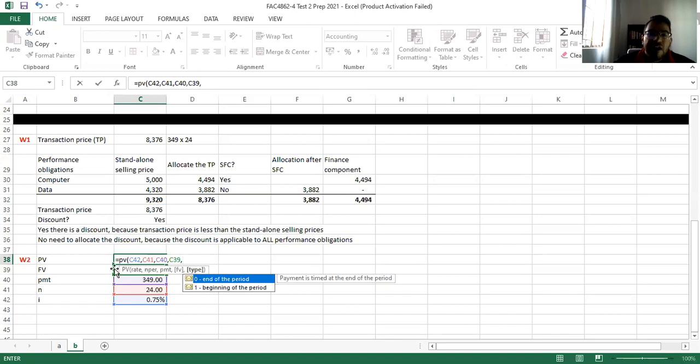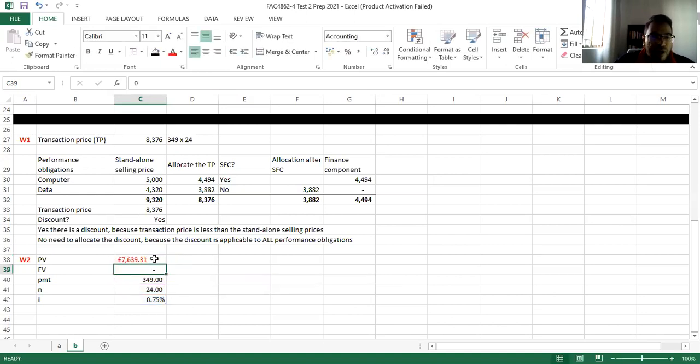Now, in this case, payments happen at the end of the month. So therefore, it must be end of the period. So you must make sure your calculator is in default mode, which means you shouldn't be seeing BGN on your display. If you see BGN on your display of your financial calculator, it means cash flows are happening at the beginning of the period, and that should not be the case in this one. So I'm selecting 0 for end of period, and there we go. So that is the present value of the total transaction price.